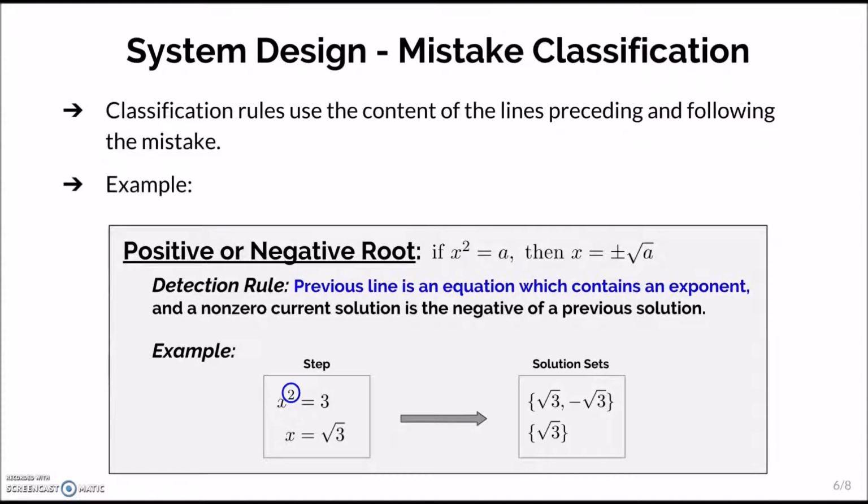The first part of the detection rule is that the previous line is an equation which contains an exponent. We see that matches up here because the first line is an equation and it has an x squared in it. Squared, 2, is the exponent. The second part of the detection rule is that a non-zero current solution has to be the negative of a previous solution. And we indeed see this in our solution sets. There is a current solution of root 3 in the second equation, and that is the negative of negative root 3, which is a previous solution to the first equation.